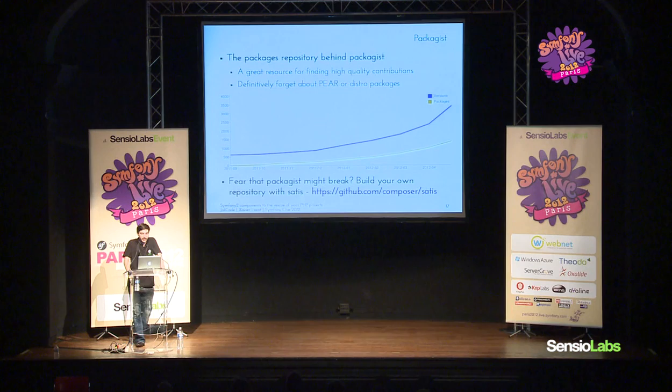Packagist, the repository of packages behind Composer, is a wonderful resource, a wonderful way to find new packages and new libraries in the PHP world. There are only very high quality components available, and it's just like PEAR 10 years ago. PEAR was a very good repository for high quality packages. Now Packagist is the equivalent, but in a modern version. So the PHP solution for this has changed and has improved.